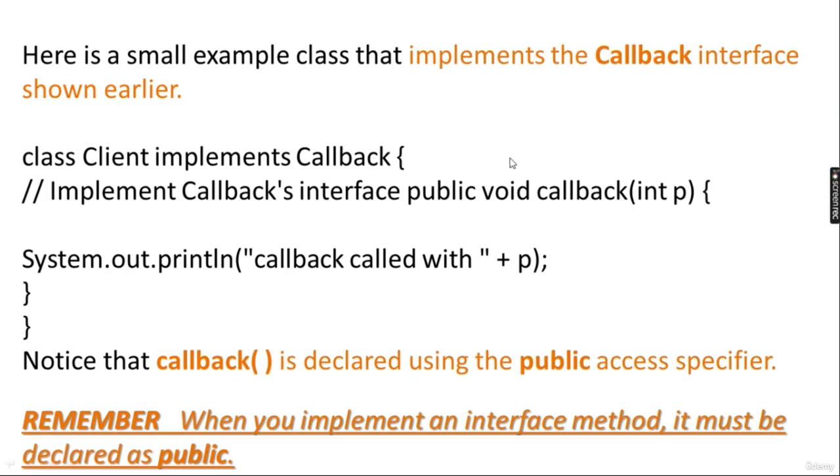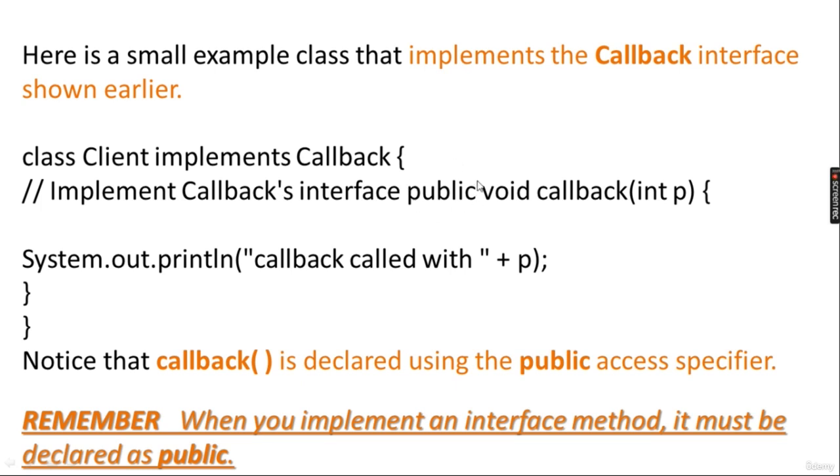Here is just a small example: class Client implements Callback. The Callback interface we have already defined. It implements the callback interface: public void callback(int p), printing "callback called with p". So here, how are we defining this method? We are just simply printing the value. Notice that callback is declared using the public access specifier.